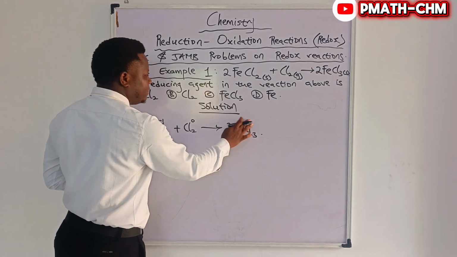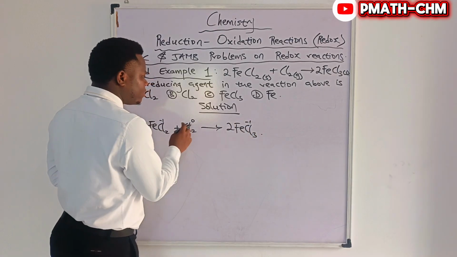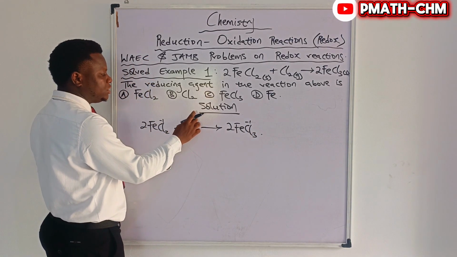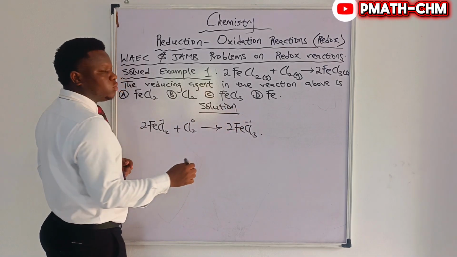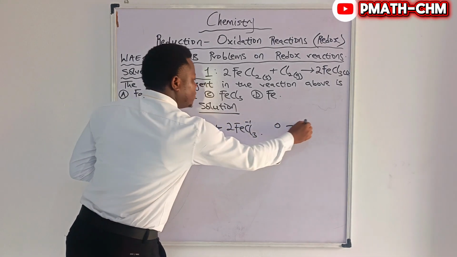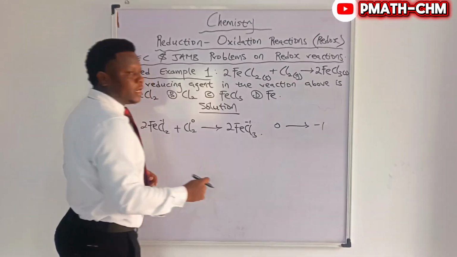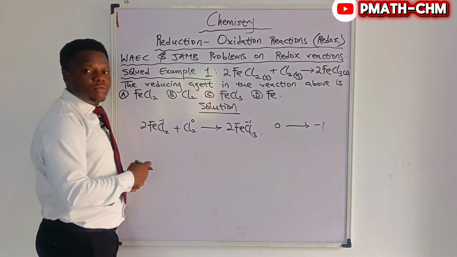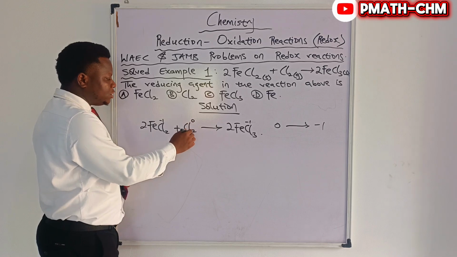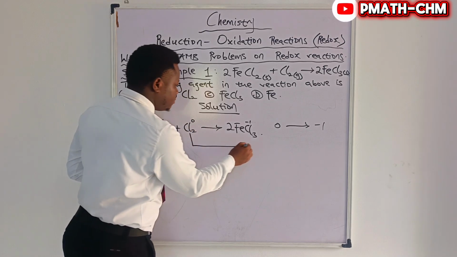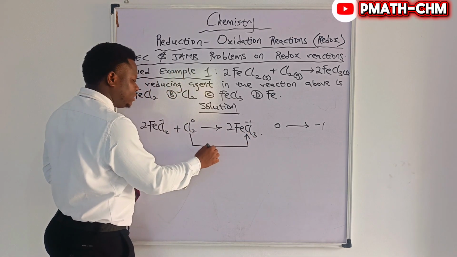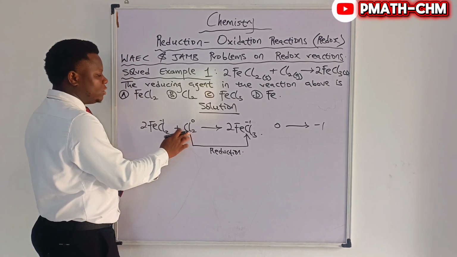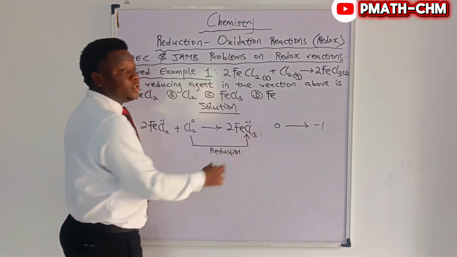So automatically we have seen that for chlorine, the oxidation number has changed from 0 to -1. It means the oxidation number of chlorine was reduced. So the substance that is reduced is chlorine. If I draw this arrow, this becomes our reduction. Why? Because the oxidation number reduced from 0 to -1.